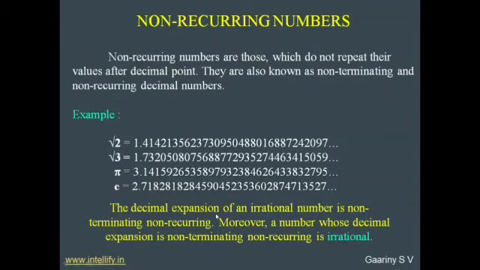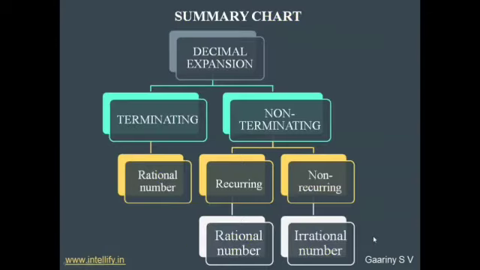So the decimal expansion of an irrational number is non-terminating and non-recurring. So you could say that a number whose decimal expansion is non-terminating and non-recurring is found to be irrational. I guess you're all familiar with the concepts.